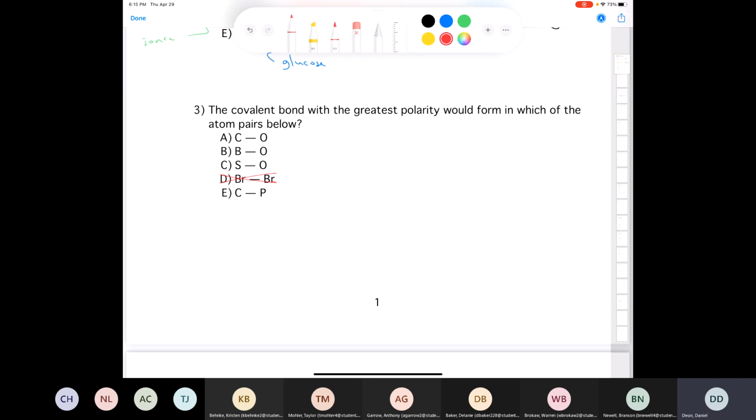Now, if we just draw part of the periodic table here, I'll just scribble it down. We have boron, carbon, nitrogen, oxygen, fluorine. Then we have silicon, phosphorus, sulfur, and chlorine, bromine, and iodine. That's just a little bit of the periodic table. And we know that electronegativity increases going up and to the right. So electronegativity increases going across the period from left to right, and it increases going from bottom to top of a group.